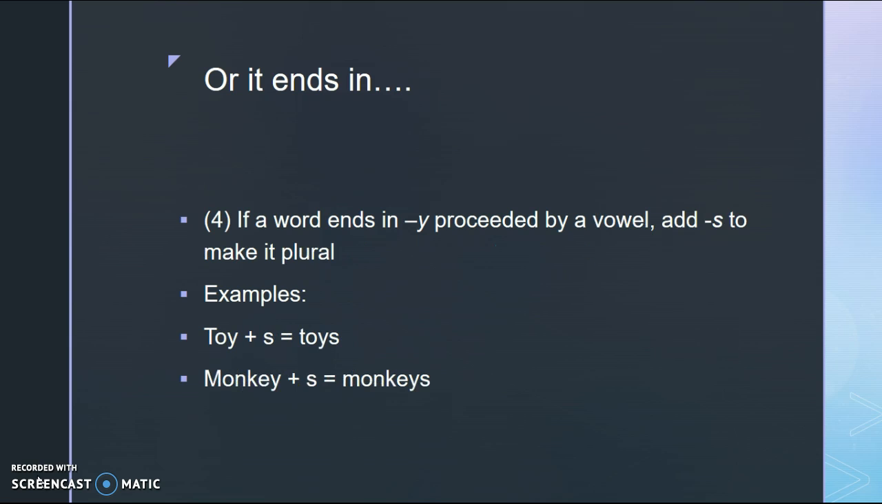If a word ends in Y that's preceded by a vowel, then we just add an S to make it plural. So the word toy, T-O-Y, we just add the S to make toys. Or monkey, which ends in that E-Y, we just add the S to make the plural form for monkeys.